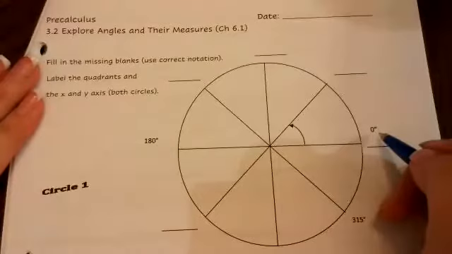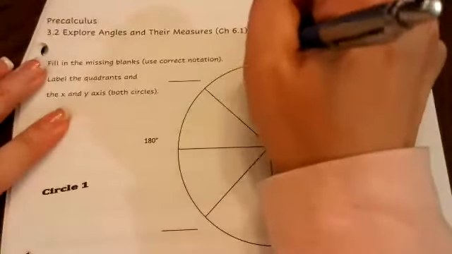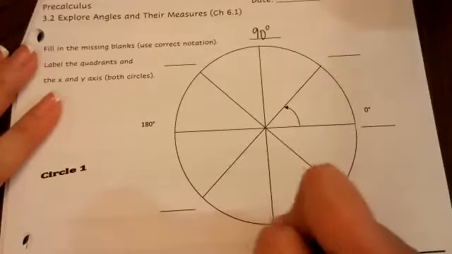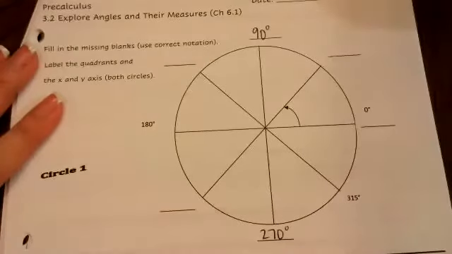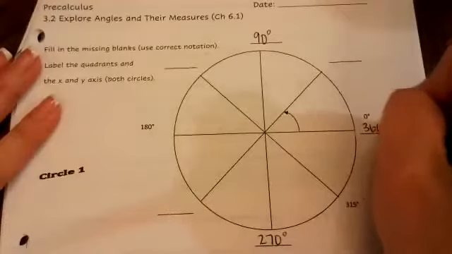It starts at 0 degrees. We know that this one up here would be 90 degrees. This is 180. And then in the bottom here, we have 270. And the final one is 360 degrees here.